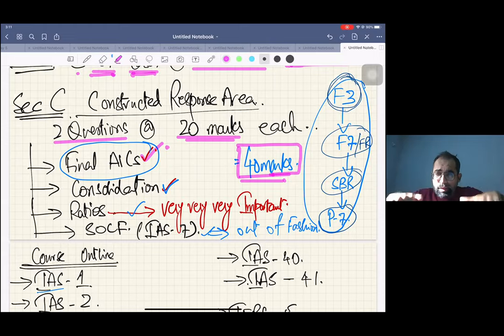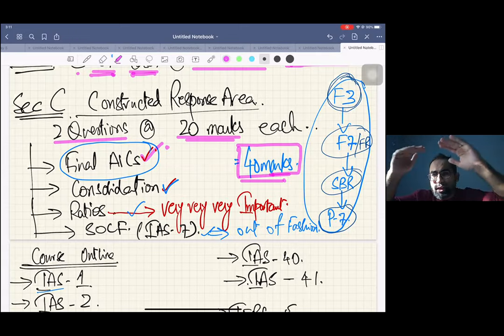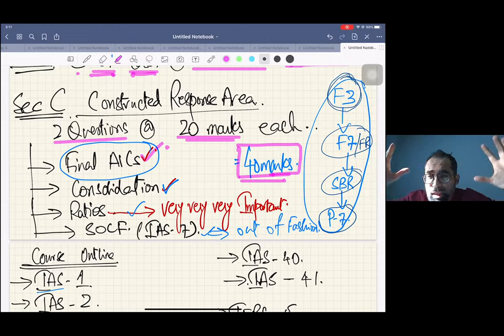But here in the F7 paper, in the FR paper, you will get the trial balance as well. You will get the adjustments of IAS and IFRS. Like in adjustment number one, you may get IAS 16, adjustment number two, IAS 37, adjustment number three, IFRS 15. So basically in the final account you will be tested with advanced accounting standards. F3 was nothing. It was a piece of cake.